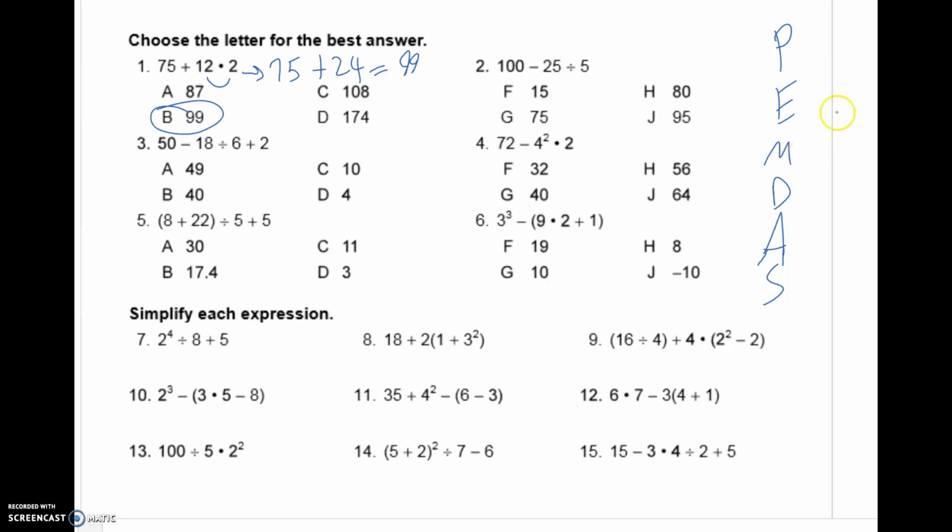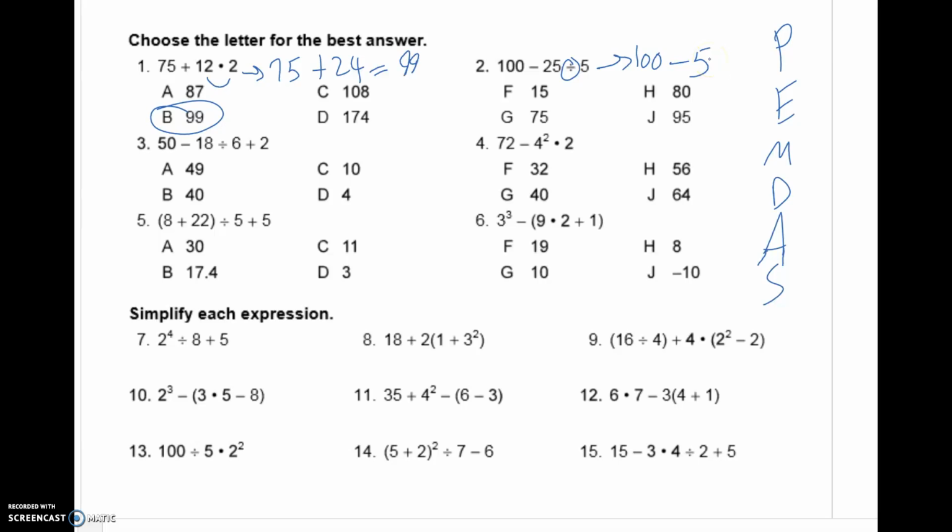Is there any multiplication to the left? Nope. So the first one we do would be our division right here. Okay. So 25 divided by 5 gives us 5. So our new expression is 100 minus 5.